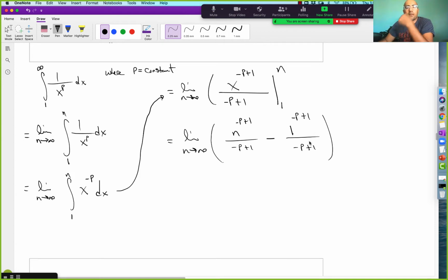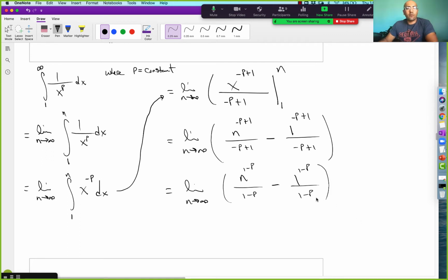Okay, and let's see, what do we want to do? We want to switch around these guys to simplify it. It looks a little nicer if we flip these around and say that this is n to the power of 1 minus p all over 1 minus p, and minus 1 to the power of 1 minus p all over 1 minus p, just flipping around these things.